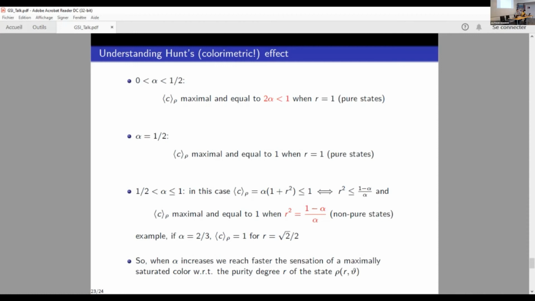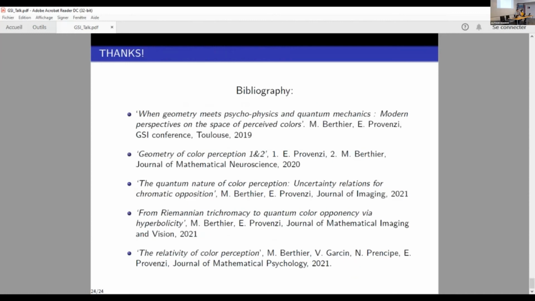So as you can see, the use of effects allows us to study not only the possibility to confine the infinite cone of perceptual color to the finite volume double cone of perceived color, but also to study the Hunt effect. And we are using effects also to study many other properties. But this will be for the next GSI. This is a bibliography of some papers that we wrote during these years. And of course, I thank you very much. And if you have any question, I'm here.